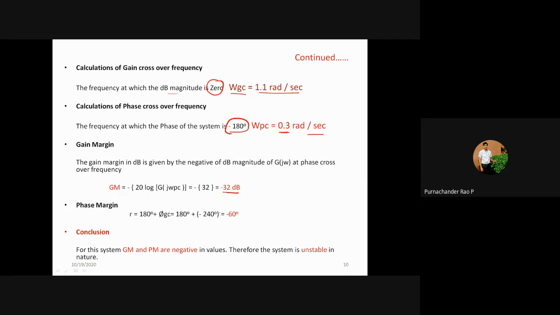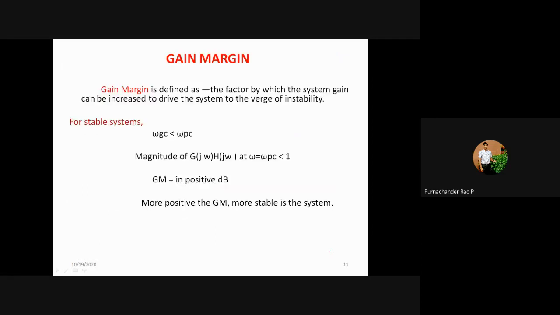So there is a gain margin and phase margin. Okay, so for this system, gain margin and phase margin both are negative, and therefore the system is unstable. Okay, so these should be positive for the system to be stable. So by using the gain crossover frequency and phase crossover frequency also, you can directly find out.